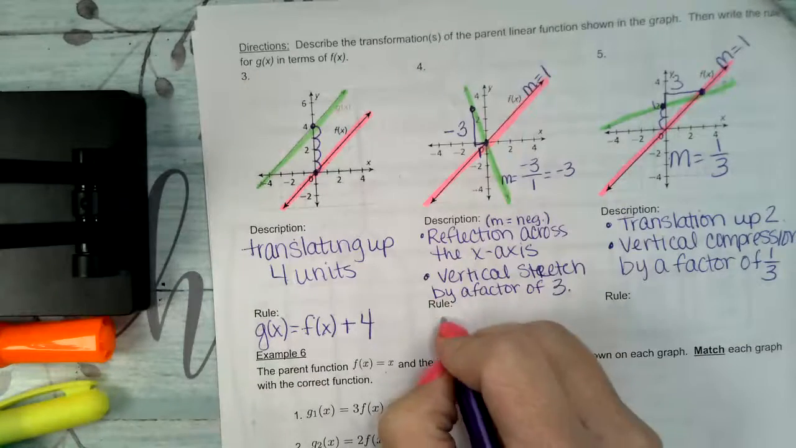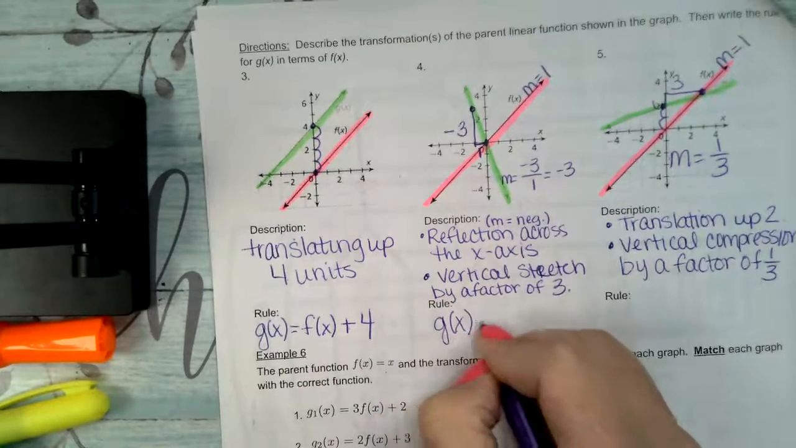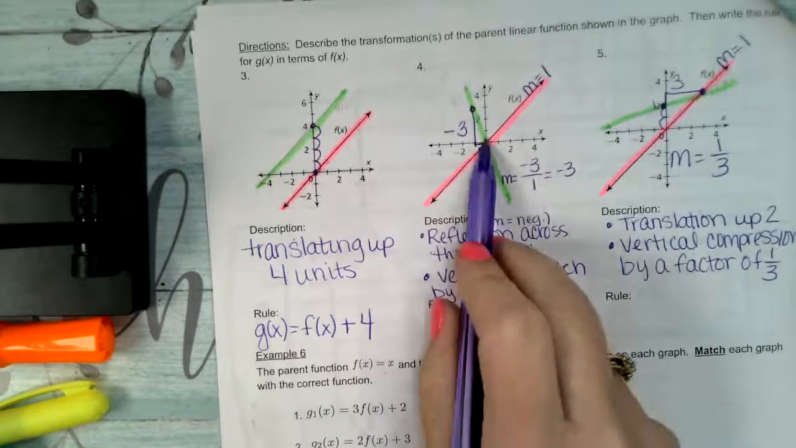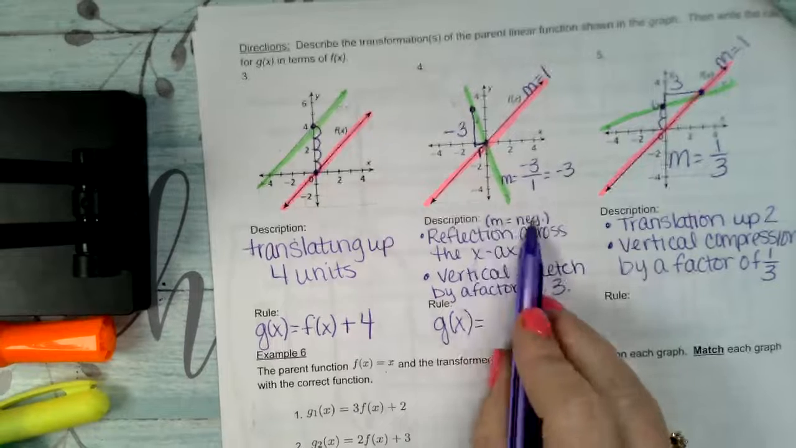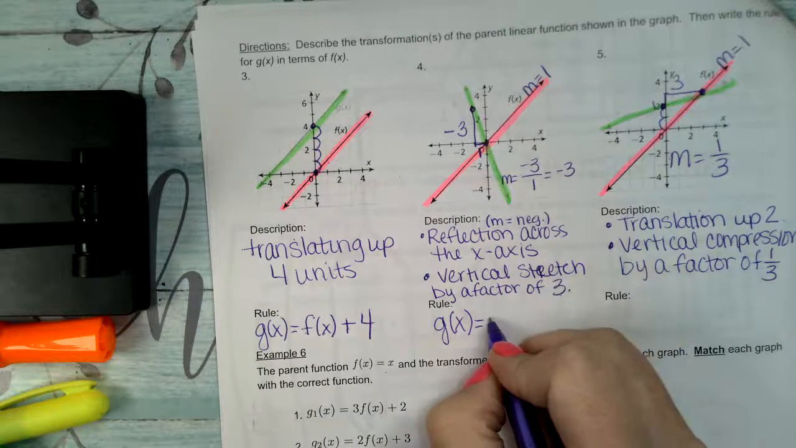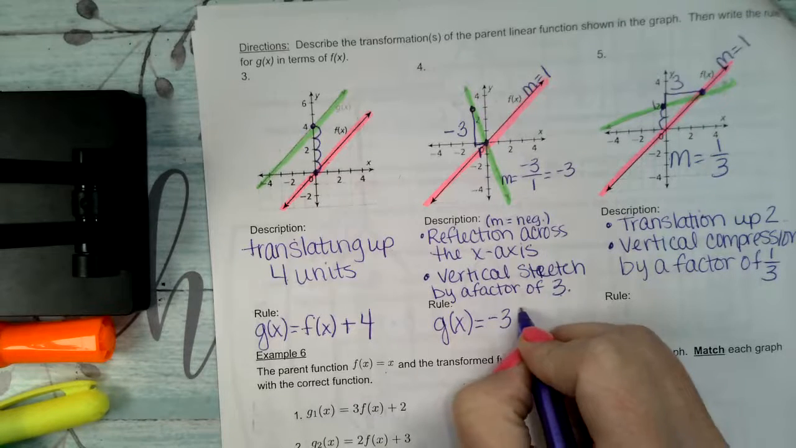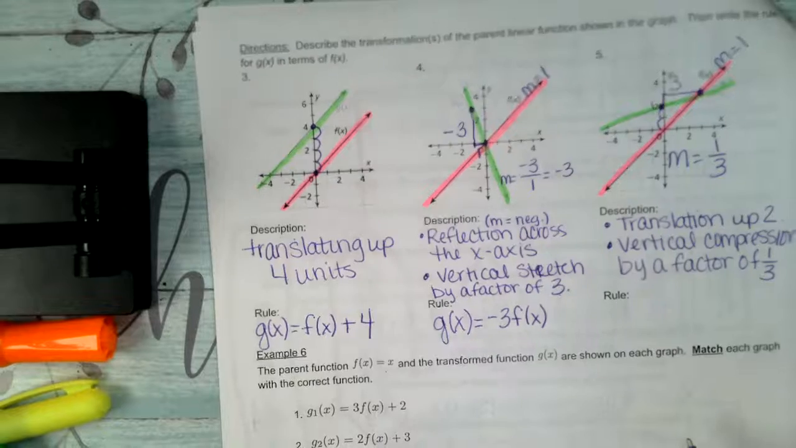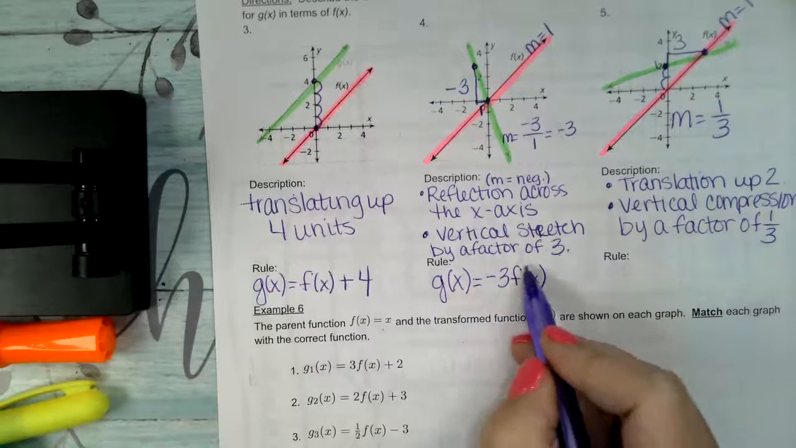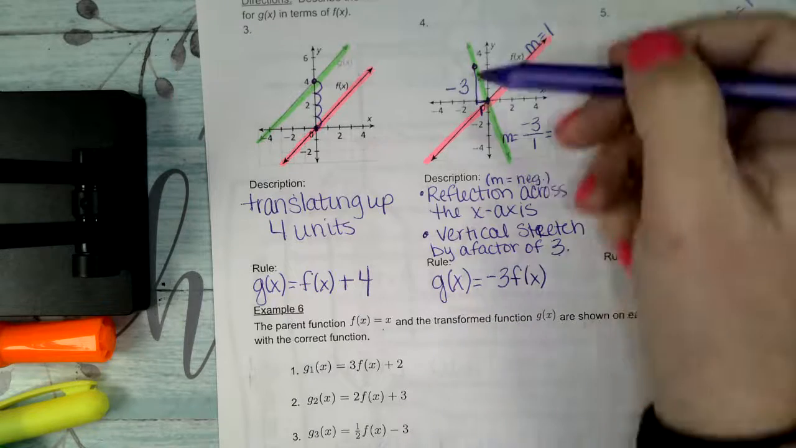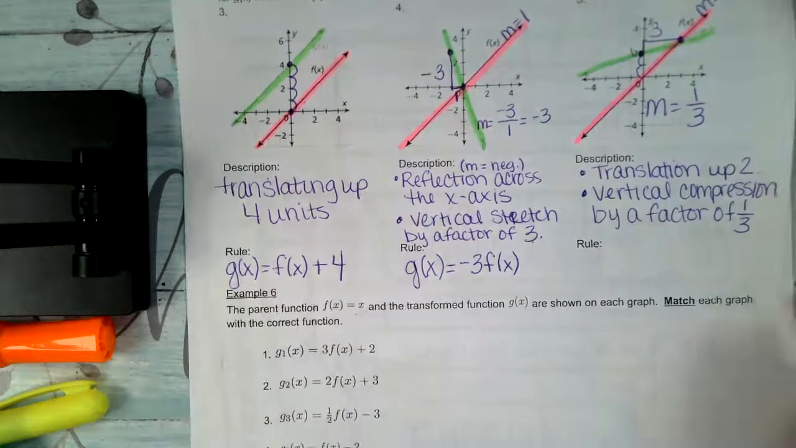That's all I have to write there. On my rule for number 4, again, I'm starting out with g of x. And this time, it's affecting my slope, but not my y-intercept. So I know my slope is negative, and it's a vertical stretch of 3. So it's a negative 3, which is where my slope is, and it's going to be multiplied by the f of x. That's all you have to write. F of x is equal to x, so it makes sense that negative 3 times x is what this line is.